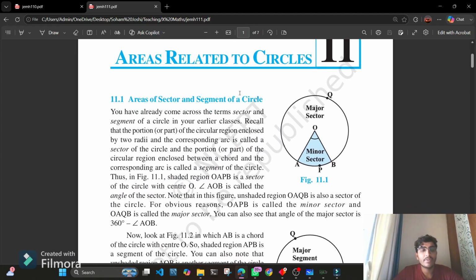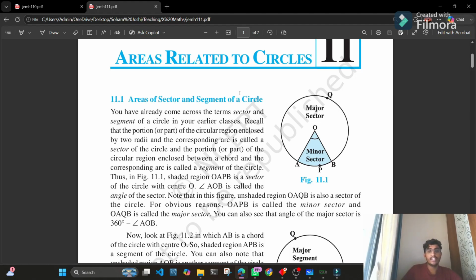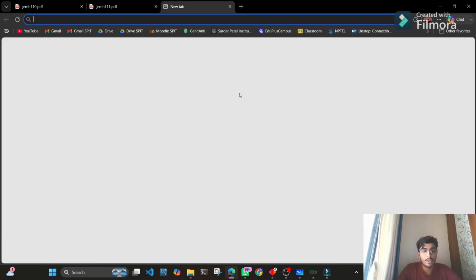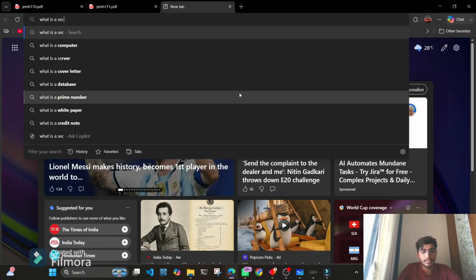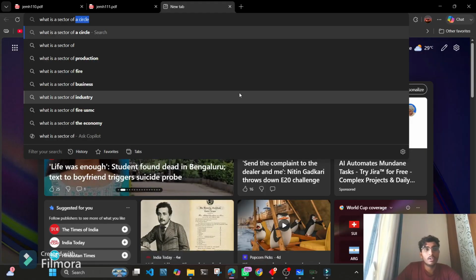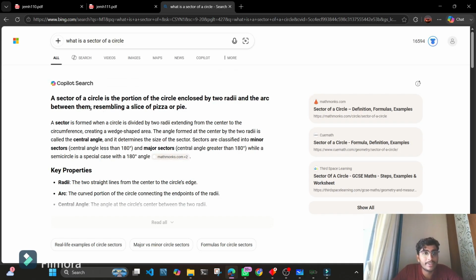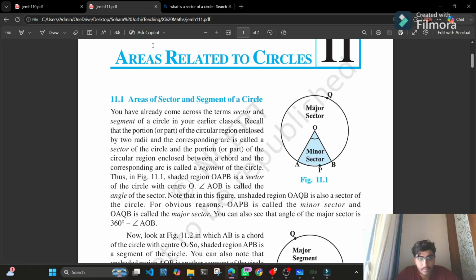Our chapter starts with 11.1, that is areas of sector and segment of a circle. You already know the terms sector and segment. We'll just recall it. What is a sector of a circle? Basically, a sector of a circle is the portion of the circle enclosed by two radii and the arc between them, resembling a slice of pizza or pie.